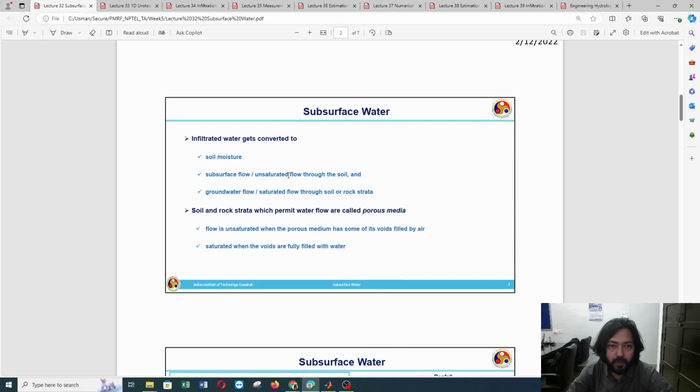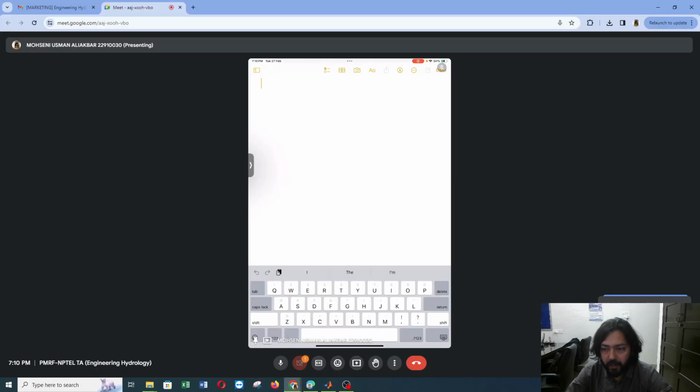So what does unsaturated zone mean? When we look into a soil profile, we see there are three different components: solid particles, a water body, that is water, and air. In the unsaturated zone the voids of the soil are not completely filled with water, so that kind of soil is called unsaturated. But when we look at saturated, it means the voids are completely filled with water. So the soil profile will only have two things: solid particles, and water.